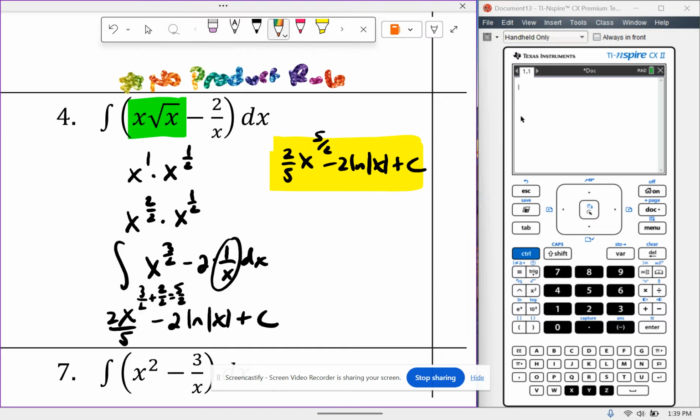How come you do absolute value of x? You know, because think about the argument of an ln. It's got to be positive.